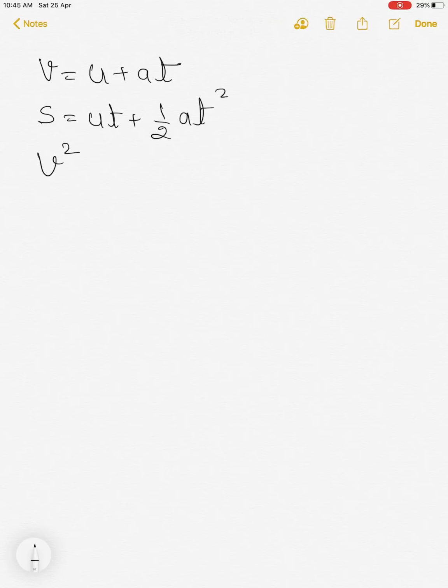We have learnt the equations of motion when the body is under translatory motion. So you know that the equations are v = u + at, s = ut + half at square, and v square = u square + 2as.